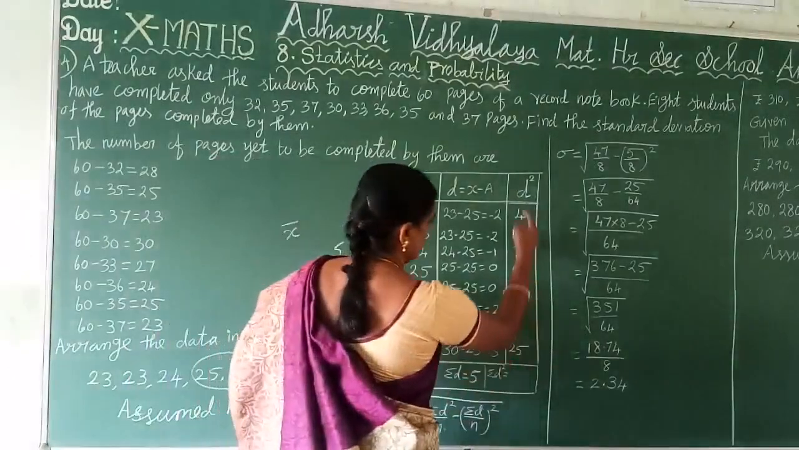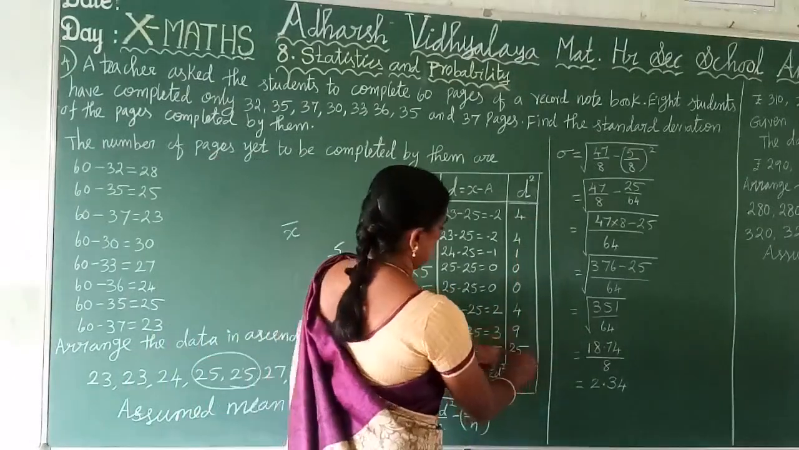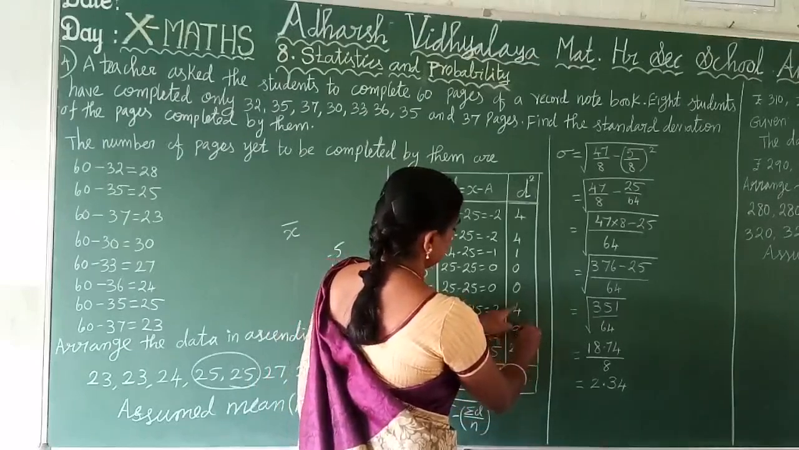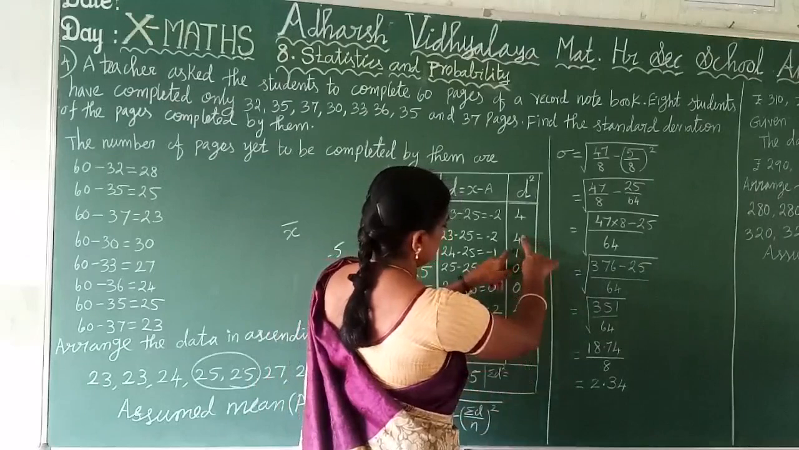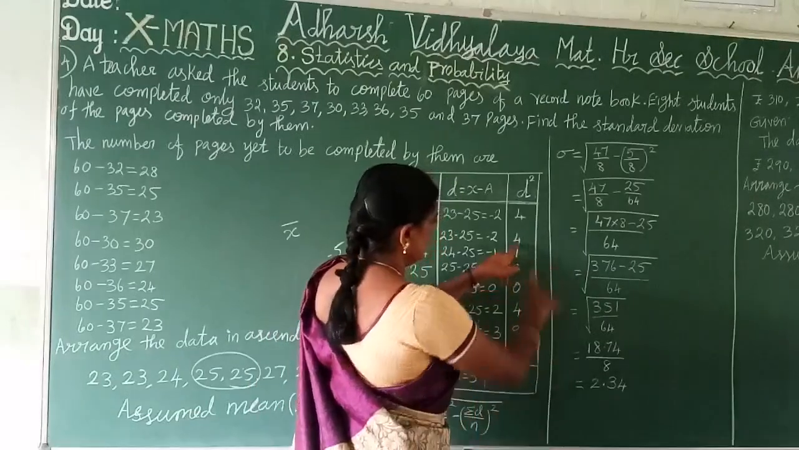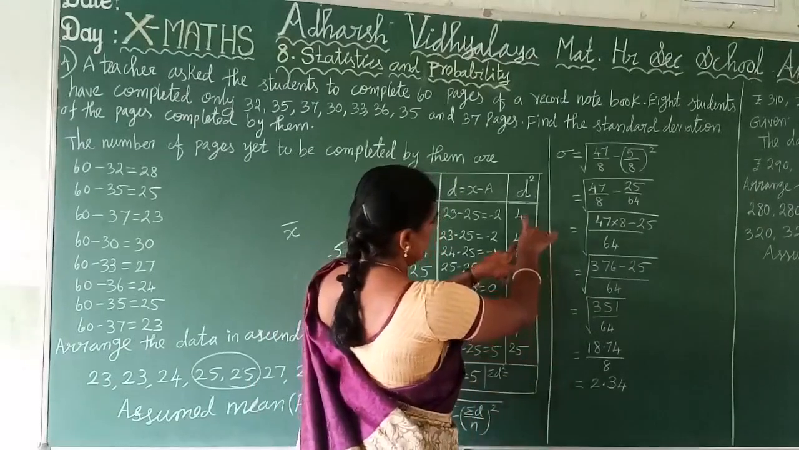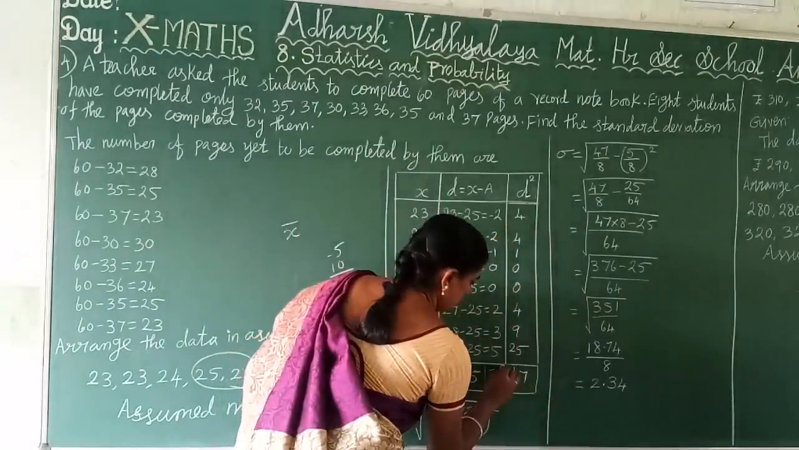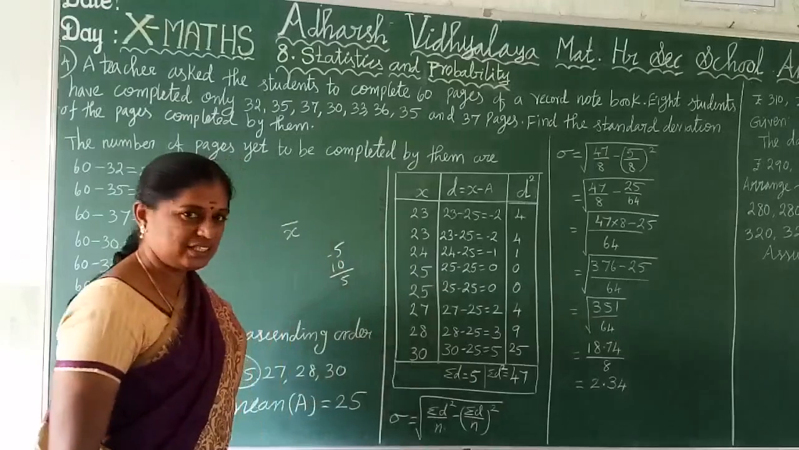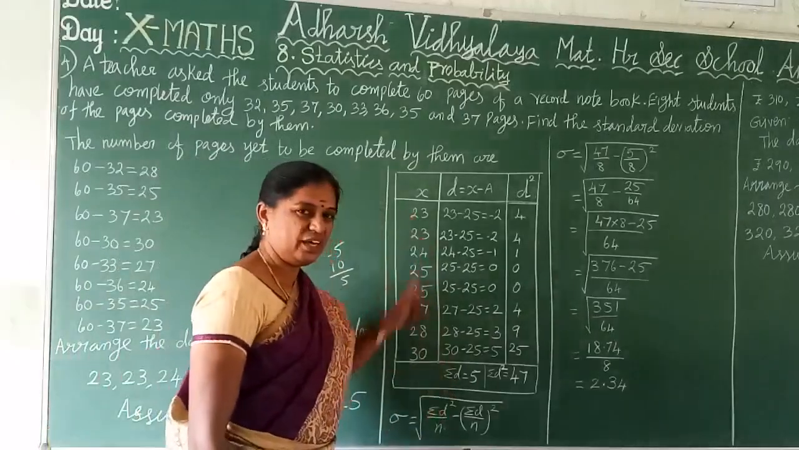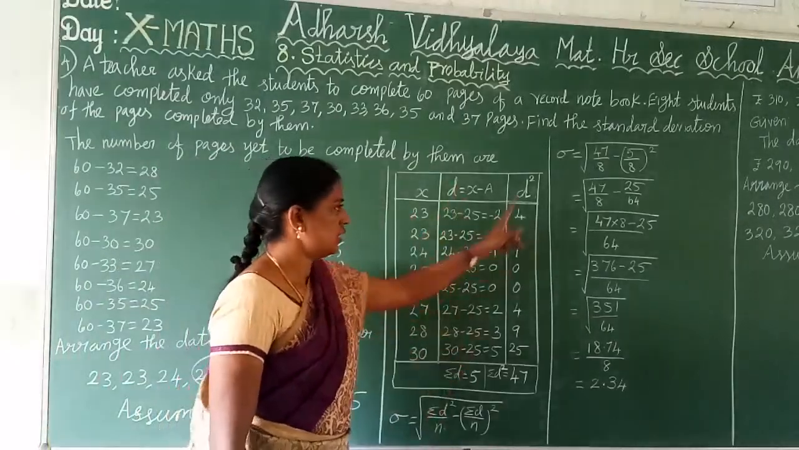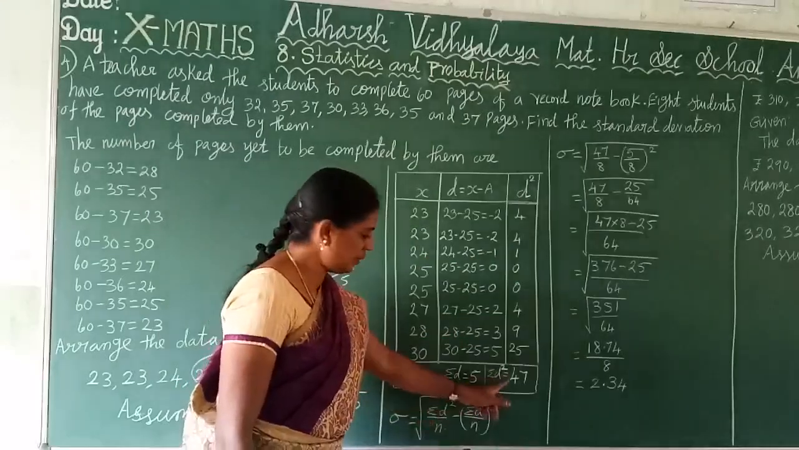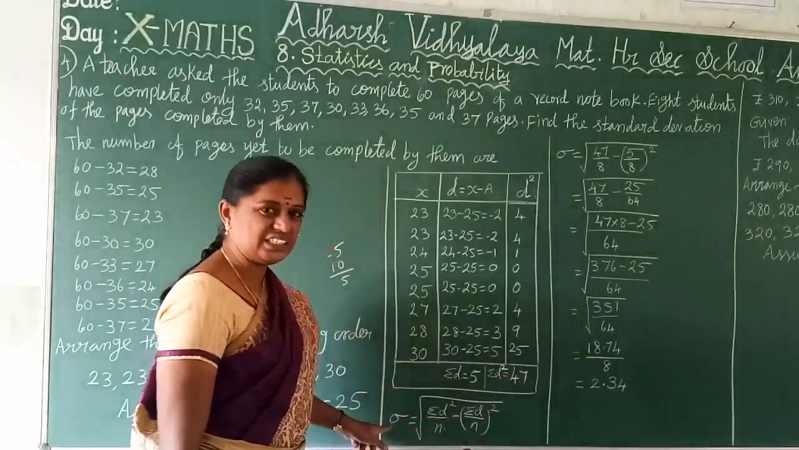And then these two add. Here 25. Add this: 25 plus 9, 34 plus 4, 38. 38 plus 1, 39. 39 plus 4, 43. 43 plus 4, 47. So summation D square is equal to 47. Clear? First one x, second one D, third one D square column. After that you find summation D and summation D square and sigma, that is the standard deviation.